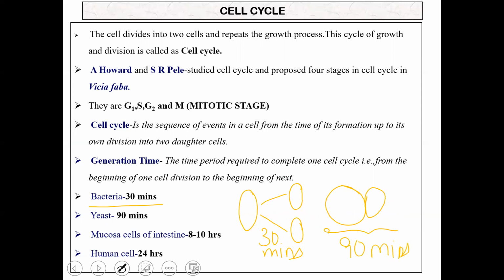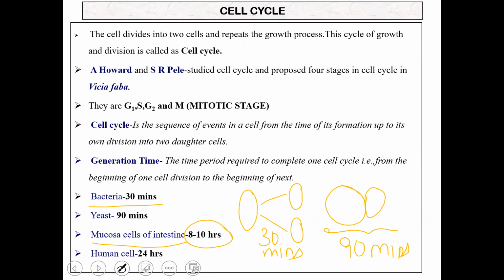90 minutes. And the mucosa cells of intestine in our body take about 8 to 10 hours for the completion of the cell cycle, that is, for the division. Then the human cell on the whole takes about 24 hours. Okay, so the duration of a human cell cycle is about 24 hours, which completes a life cycle.